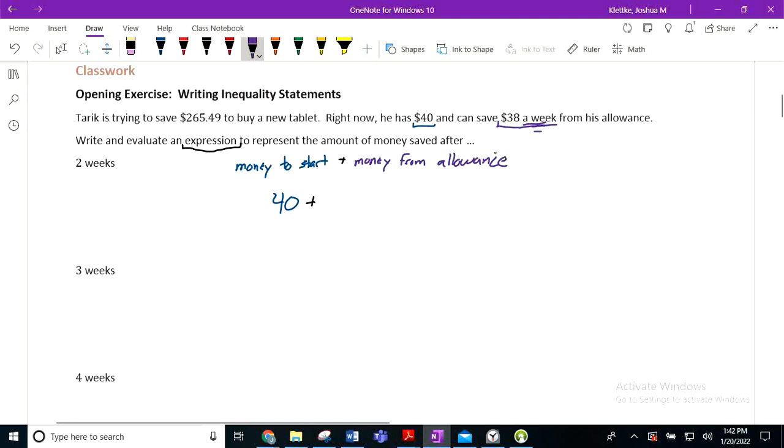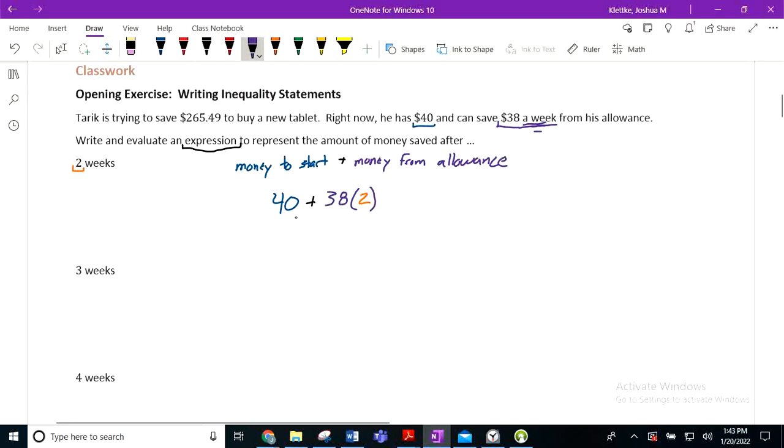So after 1 week, he gets $38. After 2 weeks, well, he gets another $38. So it would just be 38 plus 38 for 2 weeks, plus 38 for 3 weeks, plus 38 for 4 weeks. We're doing repeated addition. Repeated addition is multiplication. So here's what I'm going to do to represent that. I'm going to write 38, and I'm going to multiply that by the number of weeks. So in this case, it's 2 weeks. So there we have it.